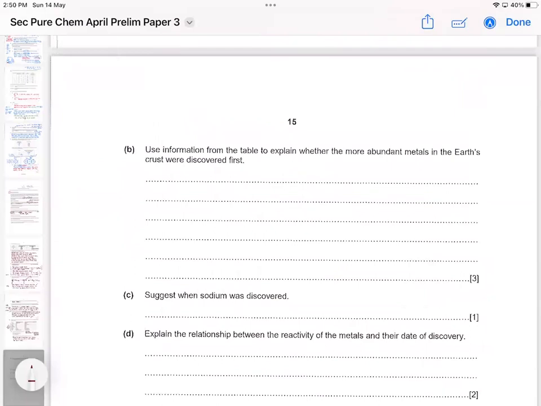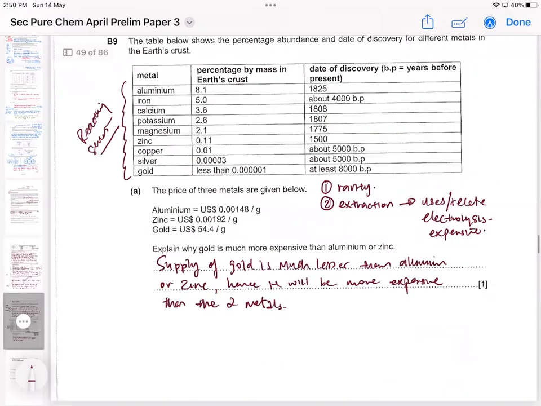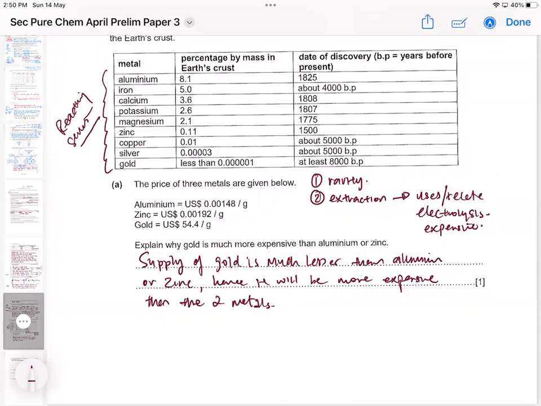Was the more abundant one extracted first? The answer is no, because based on the table, aluminum is the most abundant. So aluminum is 1825, compared to, let's say, copper, so it's about 3,000 years.